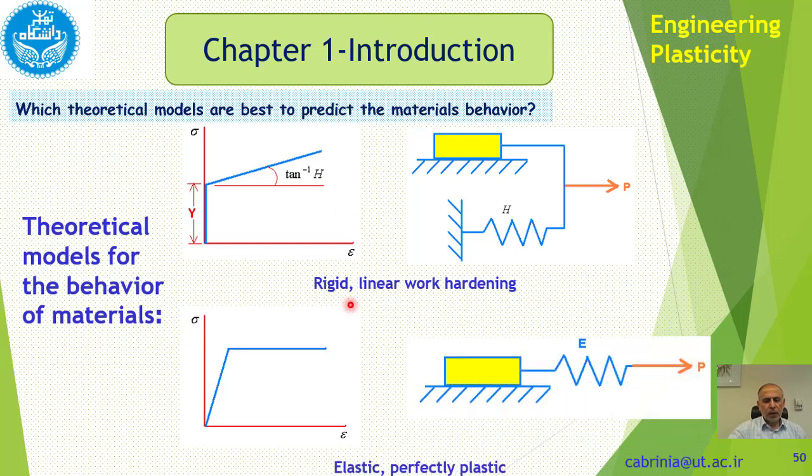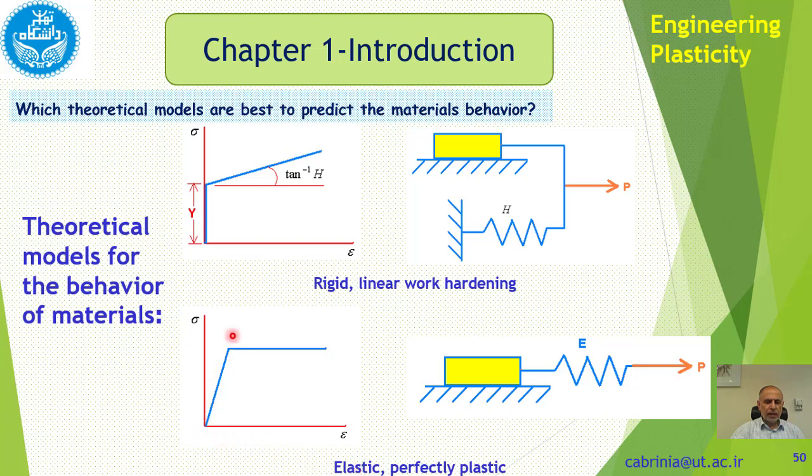Another model which we use is elastic perfectly plastic. Now I should mention that for this model and the previous one in the previous slide, these are used for plastic deformation, like metal forming, bulk forming, like rolling, extrusion, forging, this kind of thing. We use these models. But here we have another model which includes elastic.